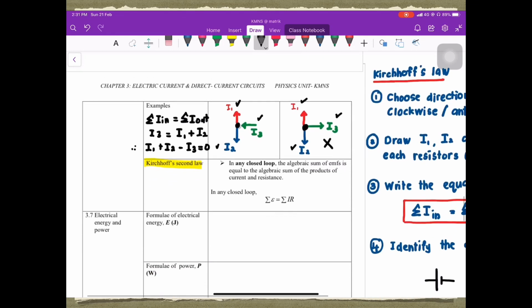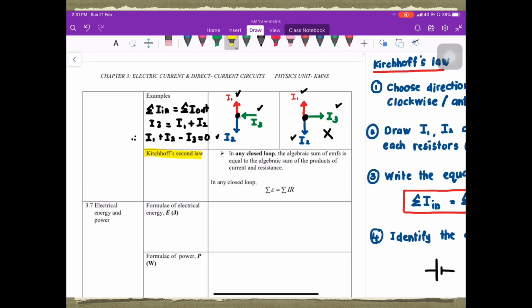Okay, next. What is Kirchhoff's second law? In any closed loop, the algebraic sum of EMF equals the algebraic sum of the product of current and resistance. So we can use the sum of EMF equals the sum of the product of current and resistance. Make sure it is in any closed loop.